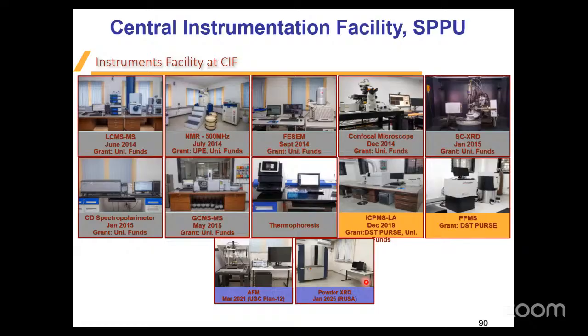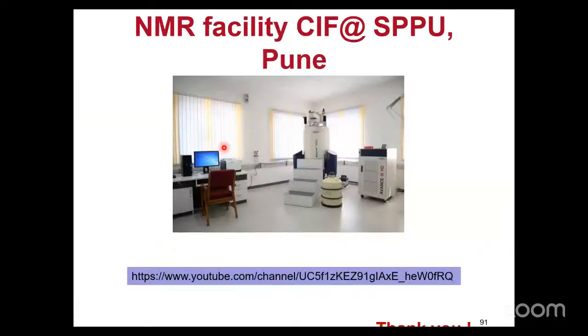So these instruments are very sophisticated, almost 15 to 20 crore total value if you take it, because only the NMR we bought in 2014. At that time its cost was 3.5 crores. Now it must be more than 6 crores. So this is the NMR facility at SPPU. If time permits, please visit our facility at SPPU and please use it for your research purpose.